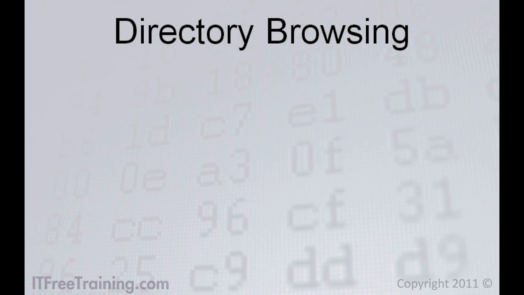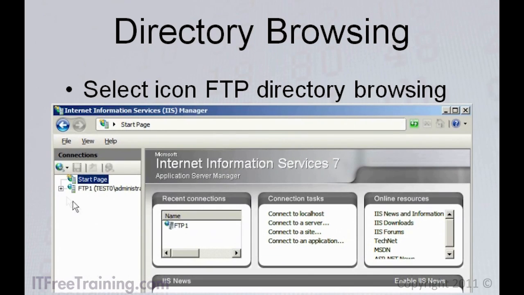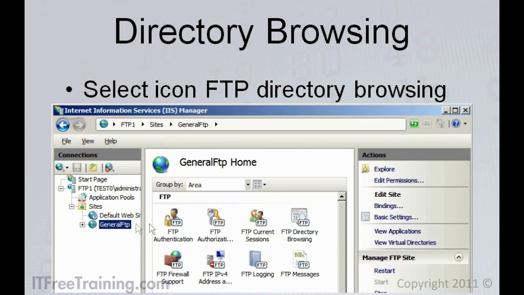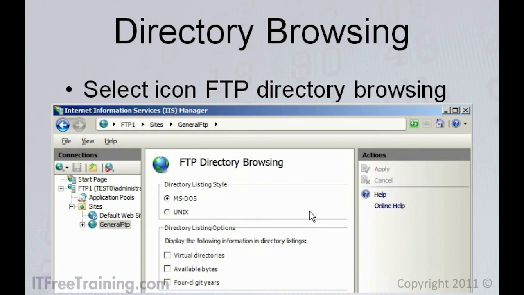Probably the most widely used command in FTP is the client asking for a directory listing. It is not uncommon for FTP clients to ask for a directory listing every time the user changes directories. To see how FTP handles these requests, select the option FTP Directory Browsing from inside your FTP site. The first option determines the way the directory listing will be displayed to the user. By default, the directory listing will be displayed in MS-DOS style format. However, you can change this to Unix style format.